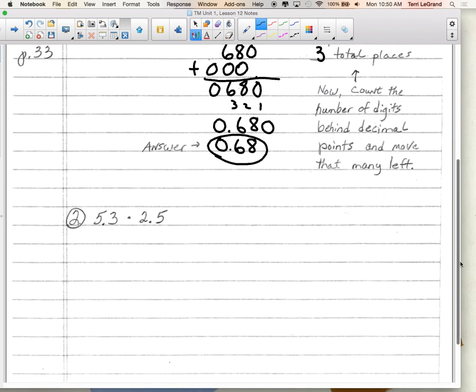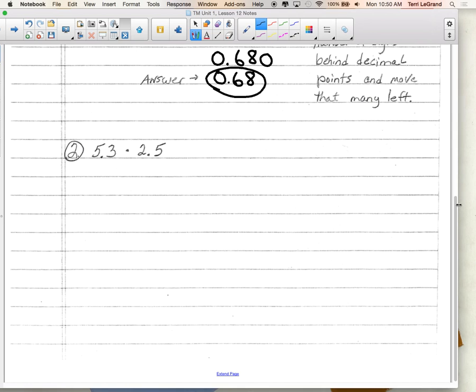Okay, let's go down to this next one then. What's the first thing we got to do? They gave it to us lined up horizontally. What do we want to do first then? Jenny? You guys say it louder for me. Line it up vertically. Okay, 5.3 times 25, or also what we're really doing is multiplying our decimals.